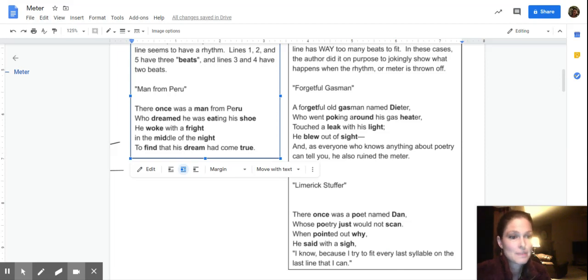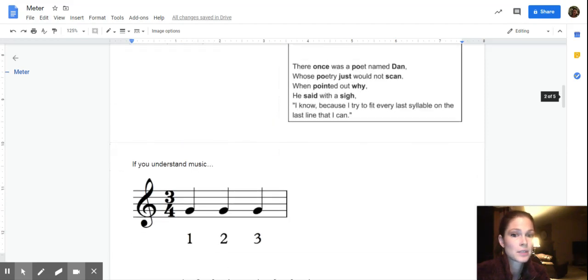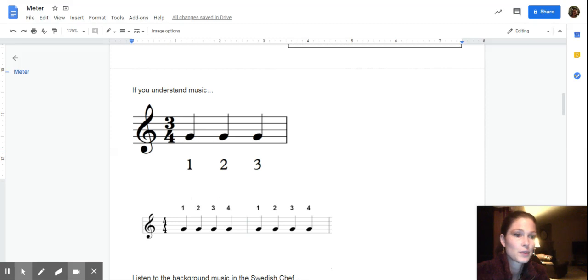When you think about the meter or rhythm, if you take band or if you're in choir, you know something about music. You might know a little bit about the difference between 3/4 and 4/4 timing. In 3/4 timing, you can hear the first of every three notes is accented. It kind of has a 1, 2, 3, 1, 2, 3 beat to it.